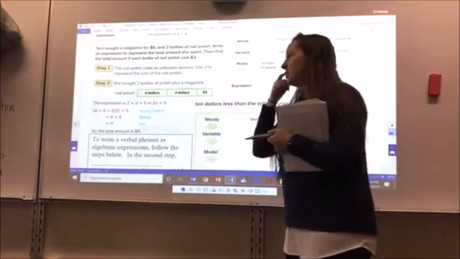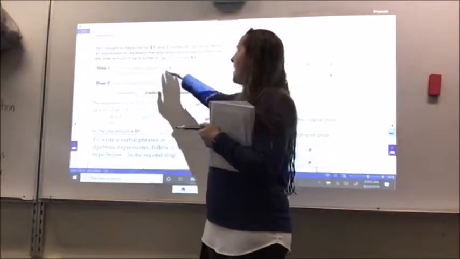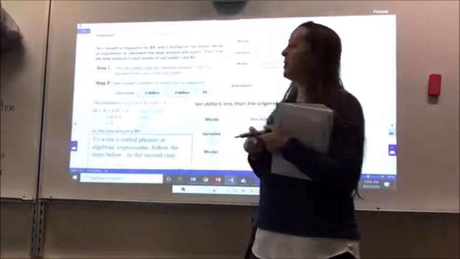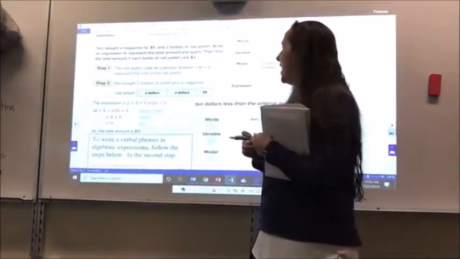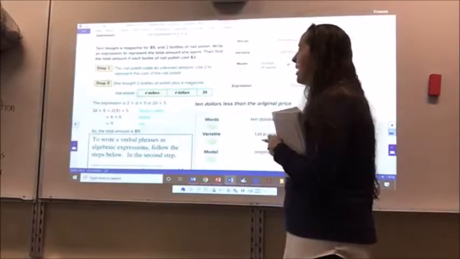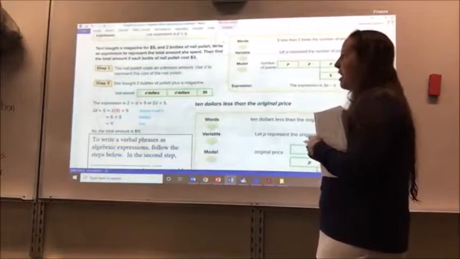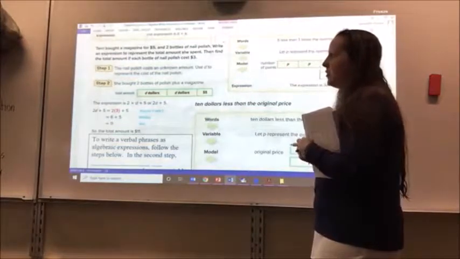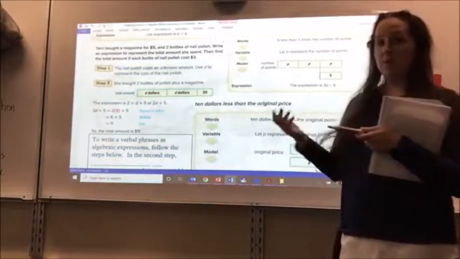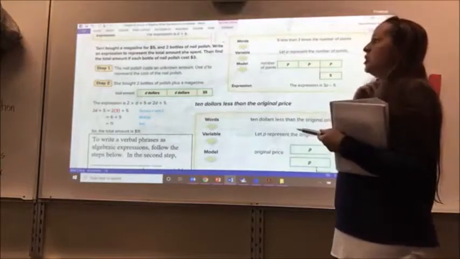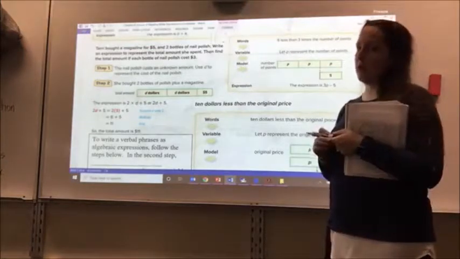Okay, so now I have Terry bought a magazine for $5 and 2 bottles of nail polish. Write an expression to represent the total amount she spent. Then find the total amount if each bottle of nail polish costs $3. So the nail polish costs an unknown amount. We don't know what it costs. So we want to use D to represent the cost of the nail polish.